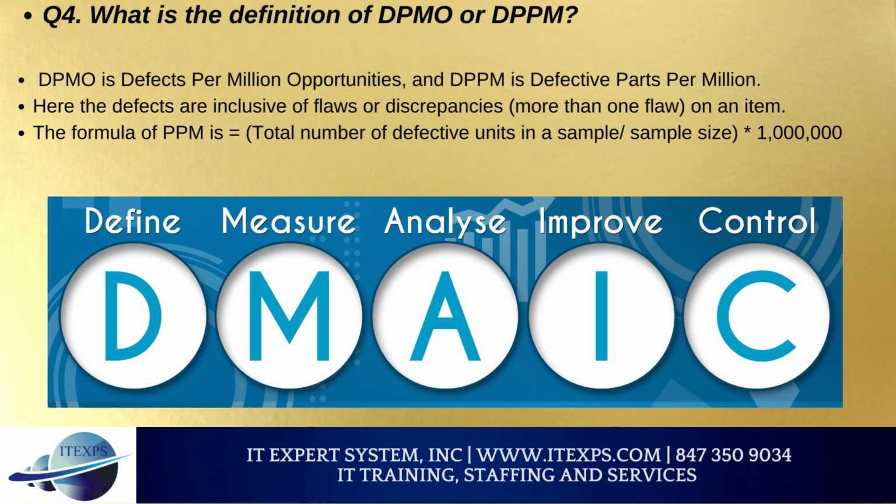Q4. What is the definition of DPMO or DPPM? DPMO is defects per million opportunities, and DPPM is defective parts per million. Here the defects are inclusive of flaws or discrepancies, more than one flaw on an item. The formula of ppm is equal to the total number of defective units in a sample size.